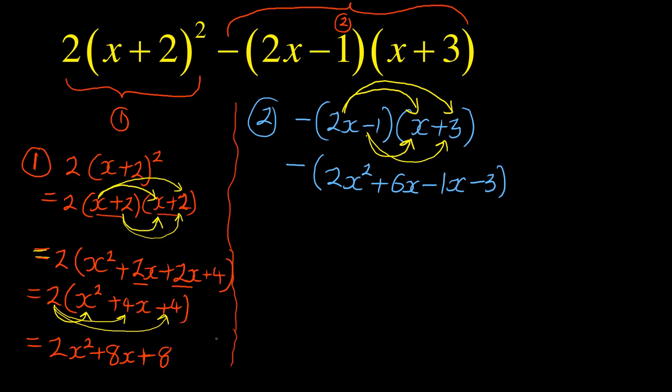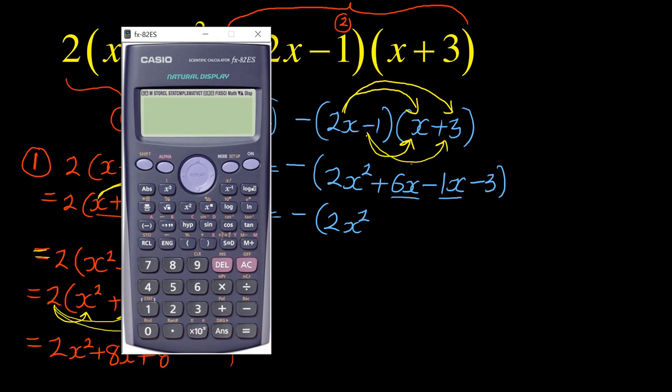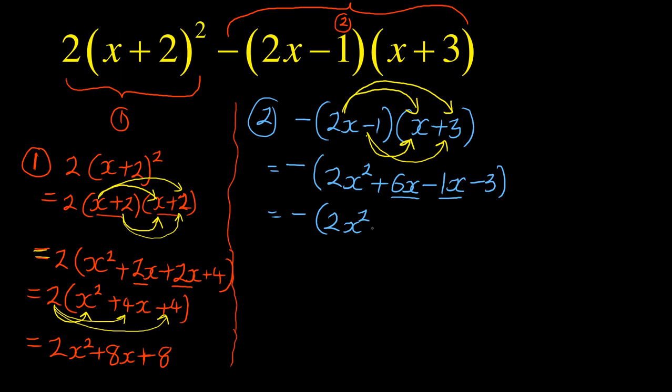When you have done that, again, you continue to say minus. Now, there is always the 2 that you must add. The x and the x belong together. So you have got 2x squared. And then now you have got 6x minus 1x. So if you take a calculator, 6 minus 1 is 5. So you've got plus 5x, and then it's minus 3.